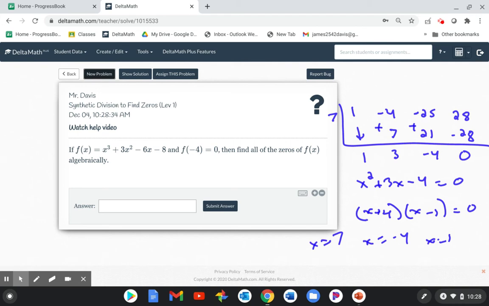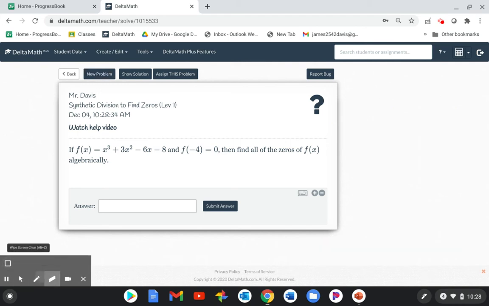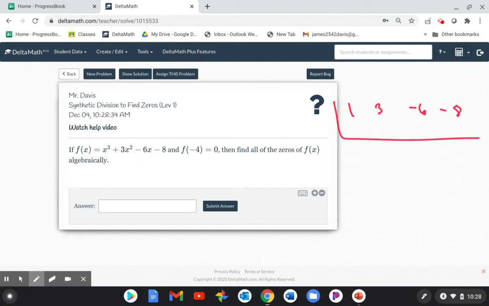All right, go ahead and try this one real quick. So for this one, write out our synthetic division here. 1, 3, negative 6, negative 8. On the outside, we should have negative 4. We don't switch it because it's saying that negative 4 is a 0. So be careful. If you switched it, then you probably would not get a remainder of 0. 1, negative 4, negative 1, 4, negative 2, 8, and 0.